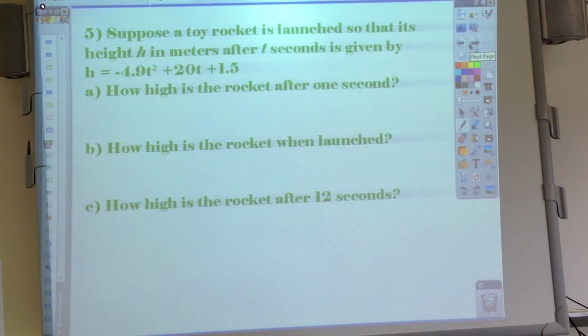All right, here we're talking about a toy rocket. I would like you to bring in a piece of paper answering these 3 questions for me tomorrow, and I will see you then.